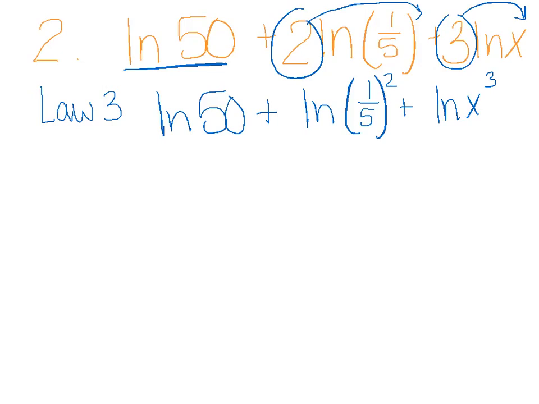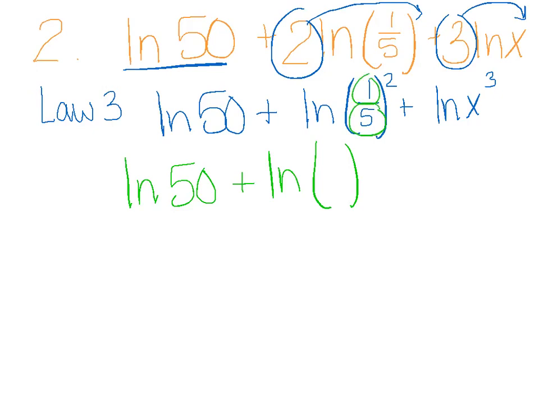Now I'm actually going to clean it up one more step before I touch another log property. I'm going to say this is the ln of 50, and I'm just going to clean this term up because I don't want to see 1/5 squared. Now remember, when you square a fraction, square the top, square the bottom. So you've probably guessed it, 1/25 plus the ln of x cubed.